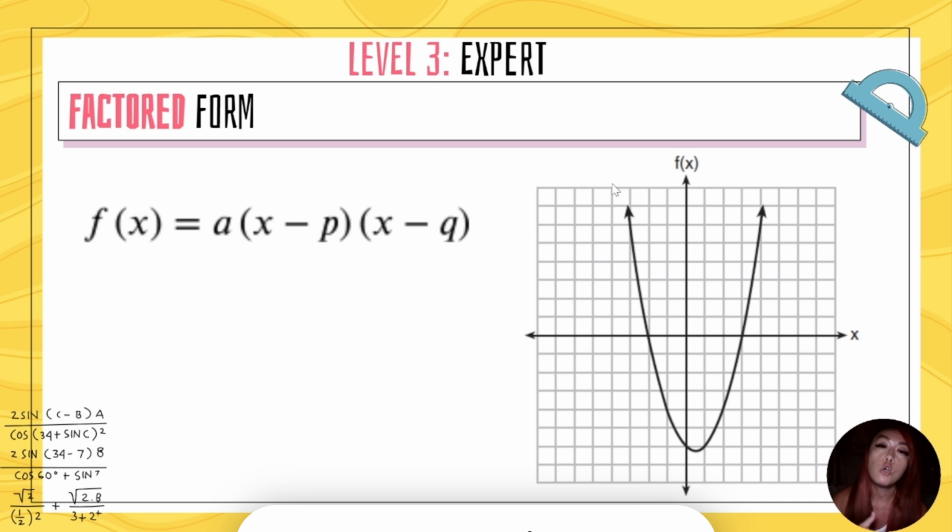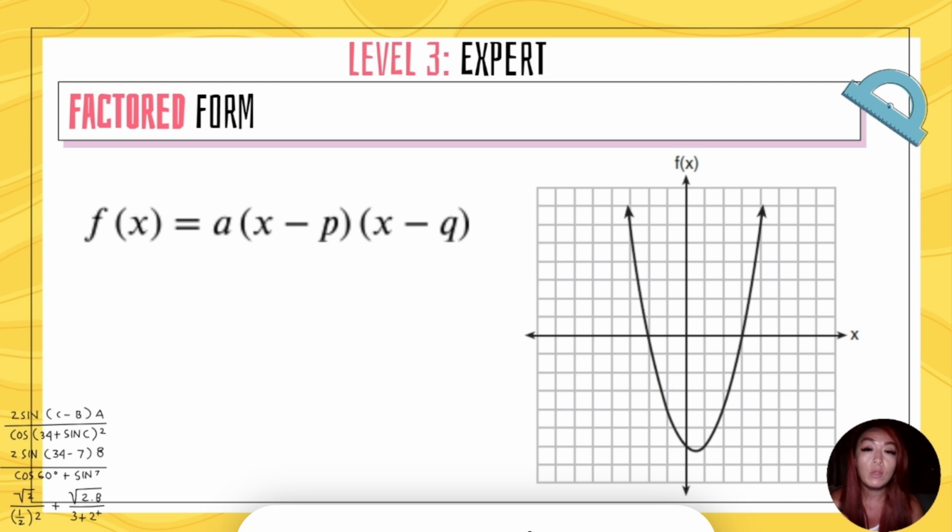In Level 3, we'll talk about the factored form. The factored form of a quadratic is f of x equals a times the difference of x minus p times the difference of x minus q. Right? So it's just your quadratic equation factored.